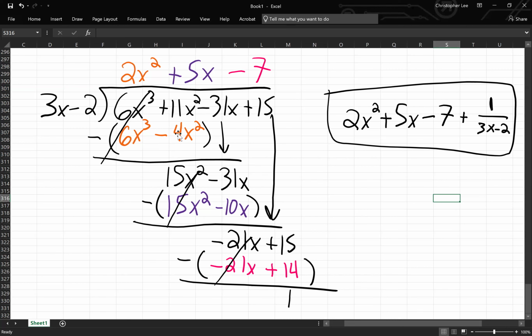No, it's positive 15x squared. The black one, right? Or the purple one, you mean? 11 minus negative 4. Yeah, because it's 2x squared times negative 2, right? Yeah. I keep getting to... Yeah. Got you. That's kind of what we do, that's 7, right? And then adding, right? That's it.